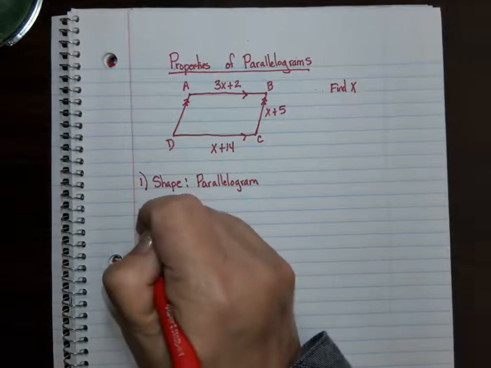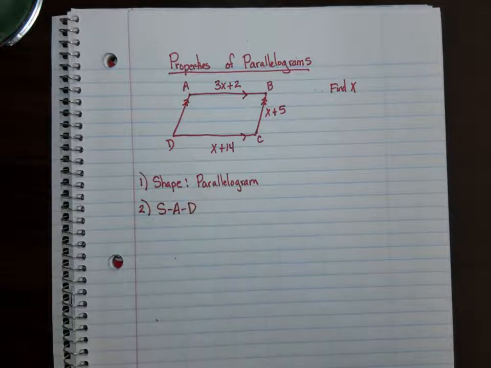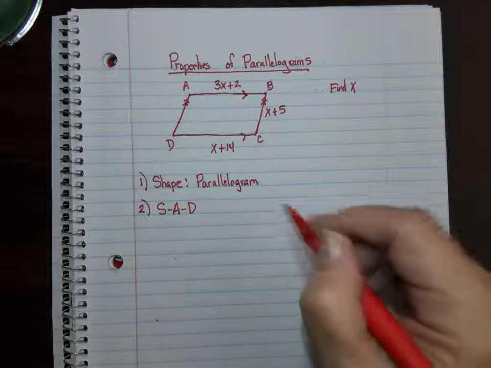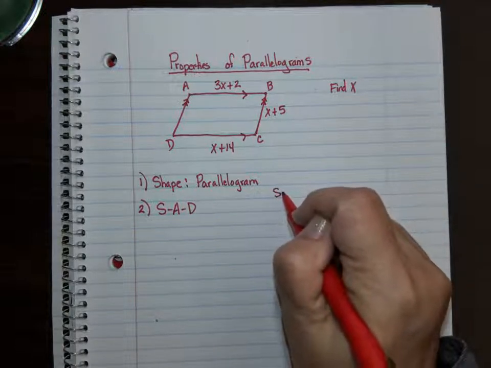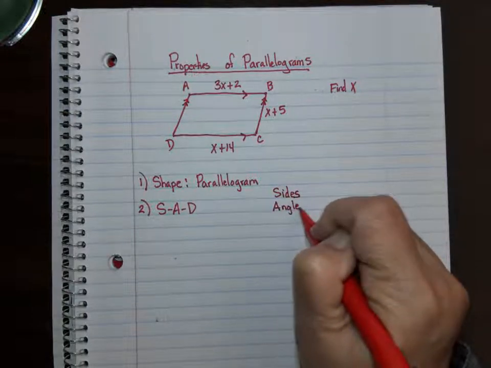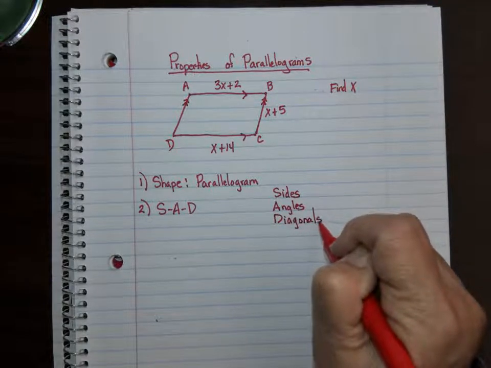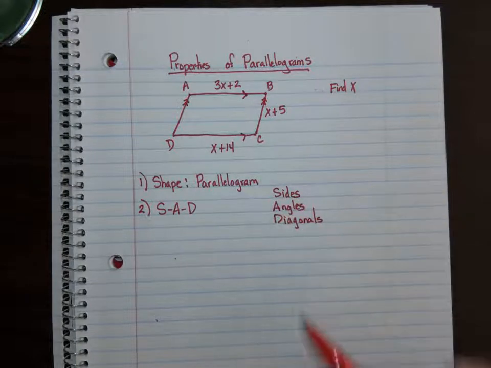Alright. Then step 2 is to decide SAD. Alright, don't be sad, but we are going to be talking about the letters in SAD. SAD means to decide. Is this problem talking about sides? Is this problem talking about angles? Or is this problem talking about diagonals? SAD. Every time you do these, that's the second question you want to ask yourself.